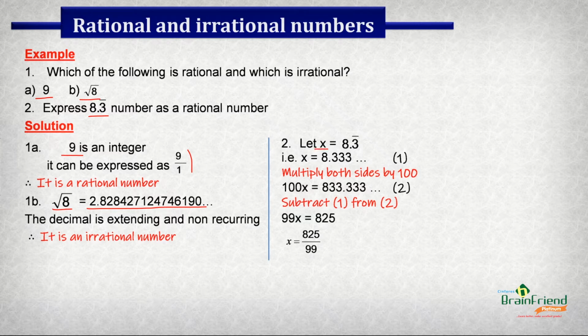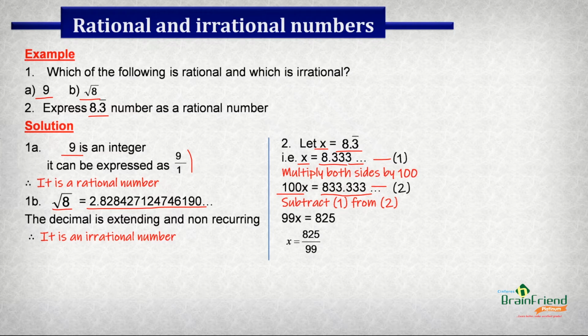First, we assign a value to 8.3 bar, x. So if x is equal to 8.3 bar, we can as well say x is 8.333, and it continues. Now we call that equation 1, and then we multiply both sides by 100. So 100x is equivalent to 833.333. That is our equation 2.